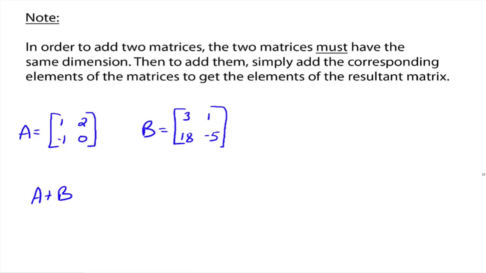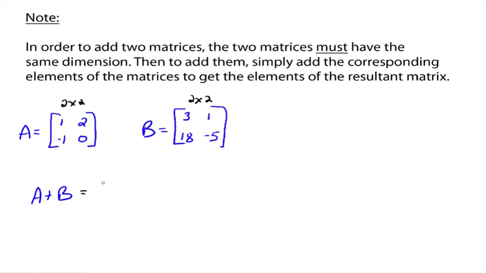In order to add 2 matrices, the 2 matrices must have the same dimension. So you cannot add matrices that have different dimensions. Then to add the 2 matrices, we simply add the corresponding elements of the matrices to get the resultant matrix. So for example, if we've got A here, which is a 2 by 2, and B, which is also a 2 by 2, we can add these up. So we could say, if this is A and this is B, find A plus B.